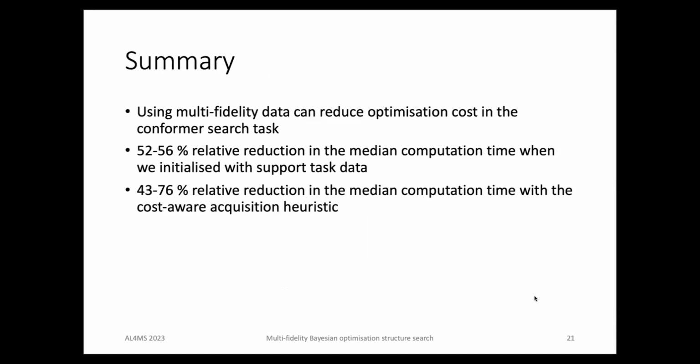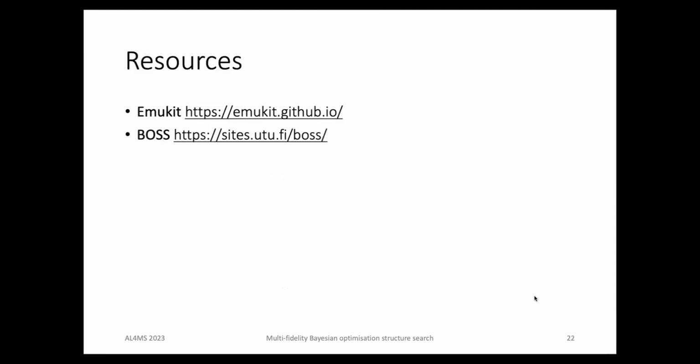So to summarize, we evaluated these multi-fidelity optimization approaches with this alanine as an example task. We compared 2 approaches and we saw that both were able to reduce the total optimization time. And I just quickly wanted to mention that in this study, we used EmuKit to run Bayesian optimization, but since the results were so positive, we're now also implementing these multi-fidelity capabilities in our software package BOSS.